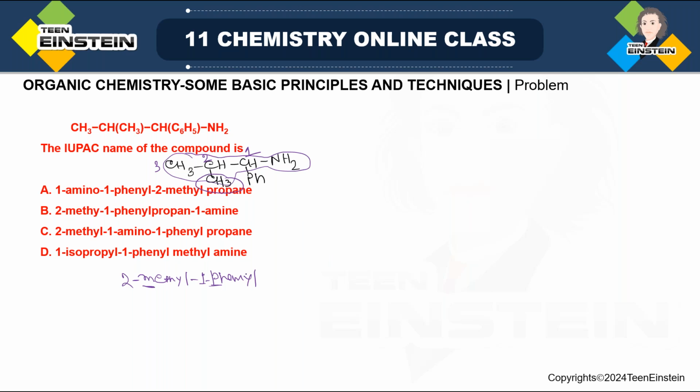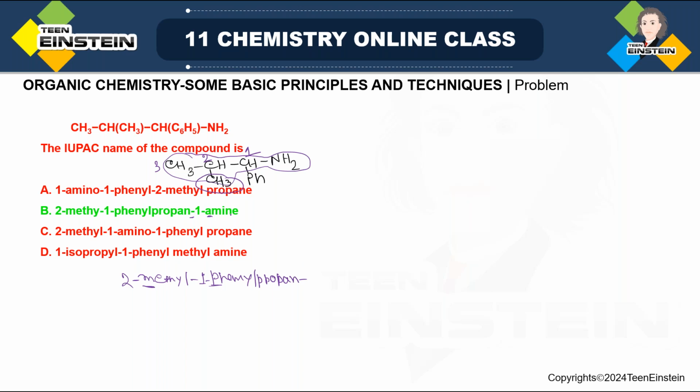And after propan it should end with amine, and the position of amine is 1. Okay, so that is why this should be the correct option. And whenever you are writing propan, this E will not be there, it will be omitted, because amine starts with a vowel. That is the rule. So that is why 2-methyl-1-phenylpropan-1-amine.